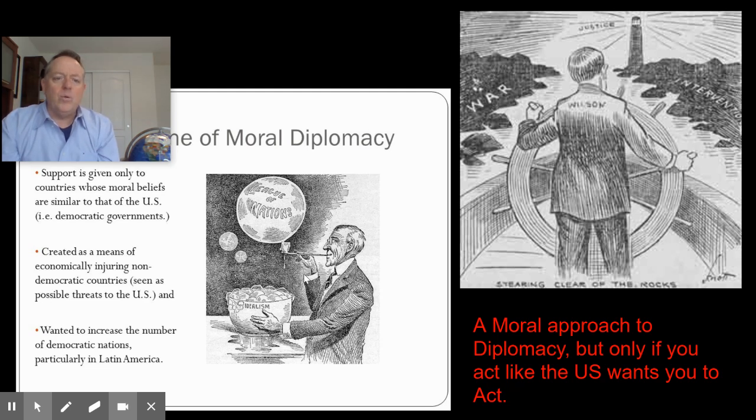He basically only wanted to help governments that wanted to be democracies. They had to be like the U.S., and he would economically punish them if they weren't like the U.S. Again, this revolved a lot around mostly Central America. And of course, you had to abide by Wilson's morals. Now, there were some successes to this.